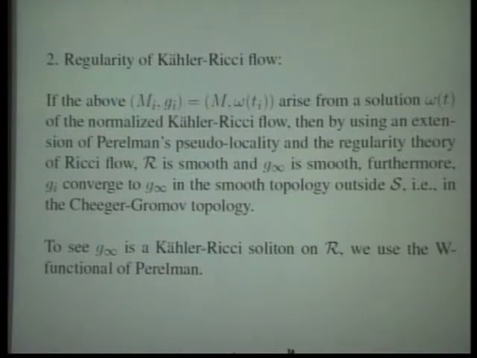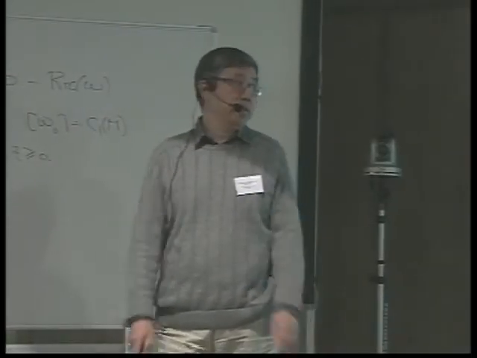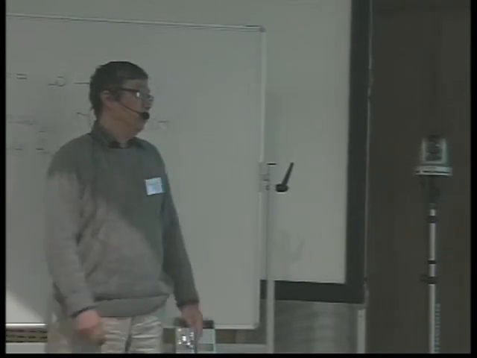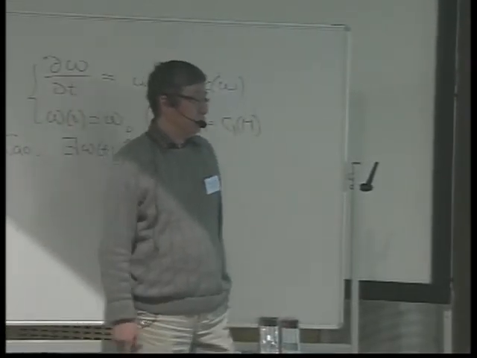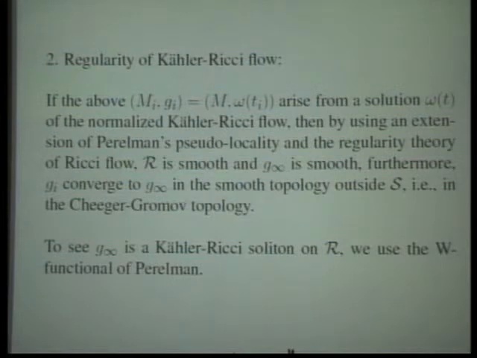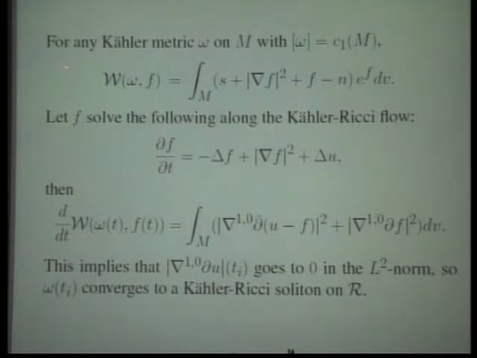So here I tell you why you somehow expect this conjecture. Of course, we actually thought of this conjecture when we didn't yet have Perelman's work. It was based on some other reasons. But now there is a way to prove it. So for any Kähler metric omega, I confine myself to this particular case, which is not absolutely necessary.